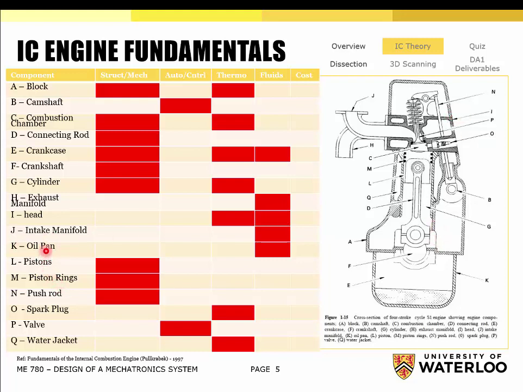K is the oil pan, which is this part here. That just houses the lubrication in the bottom of the engine. That is very much dictated by a fluid requirement.